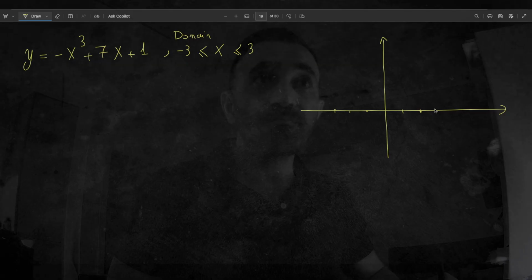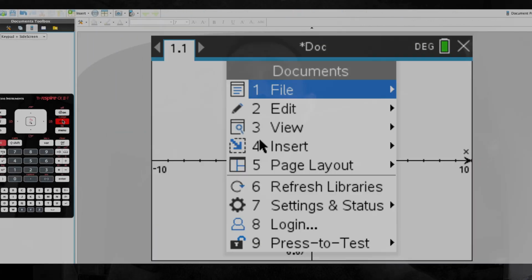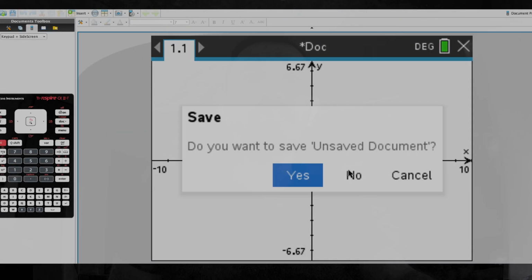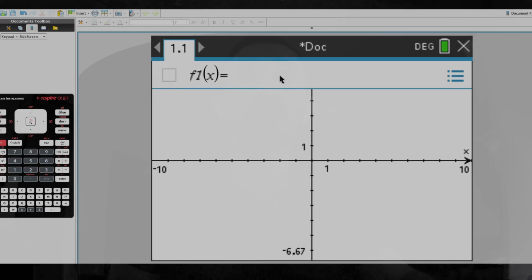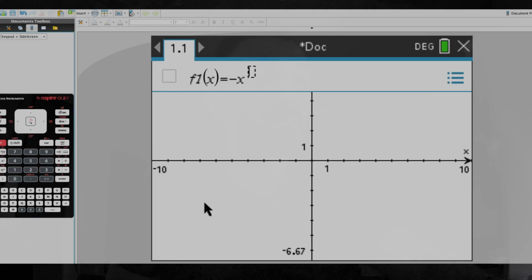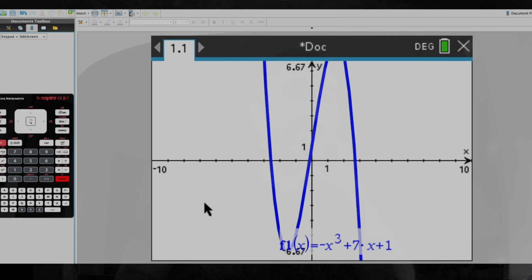How can I do it? The very first step. So what is the goal? Sketch this function. So first of all, I'm going to go and take my calculator. So document, file, new document, and now you have to choose. You're going to go for add graphs. Add graphs, okay? What is your function? Minus x to the power of 3 plus 7x plus 1. So now you have the graph of the function, okay?